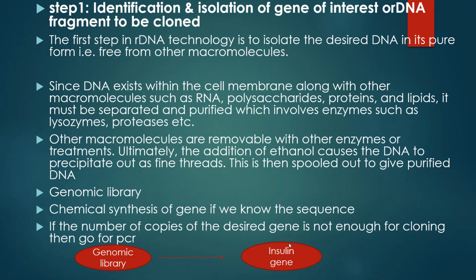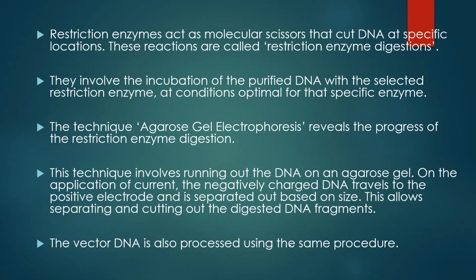This gene is then inserted into a suitable vector, and then this insulin gene containing vector is introduced into the particular host organism. Restriction enzymes are nothing but molecular scissors that cleave the DNA at specific locations, specific sites. These reactions are called restriction enzyme digestions. These enzymes cut the DNA at specific sites when we provide some optimal conditions.